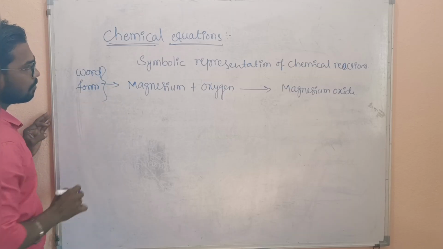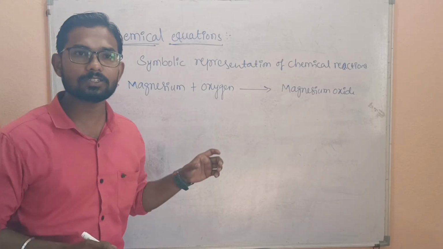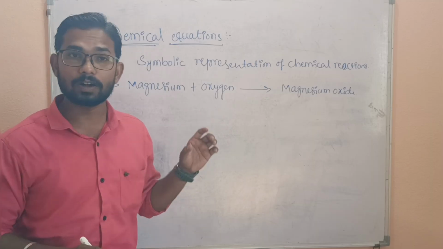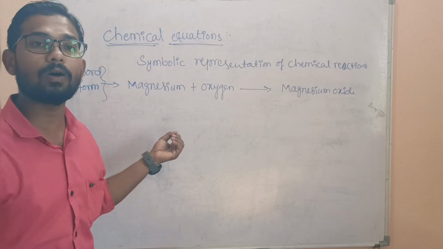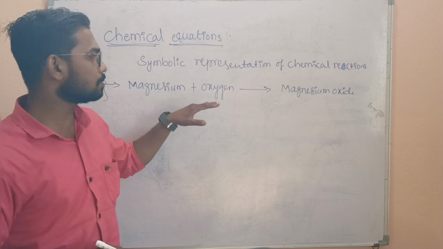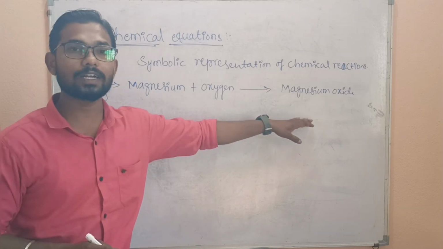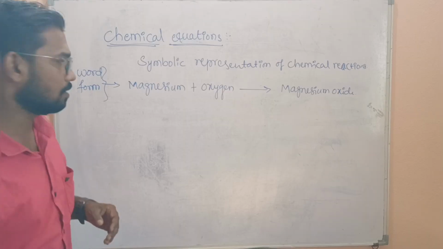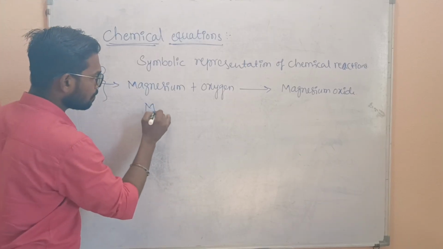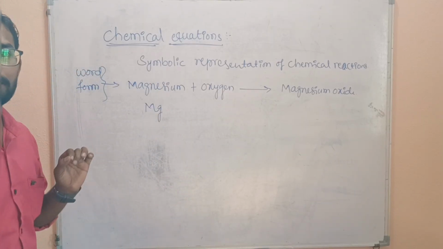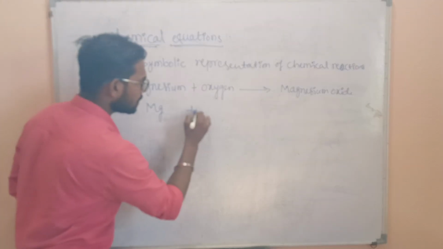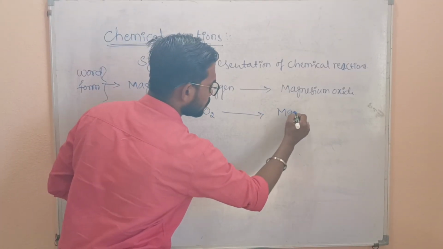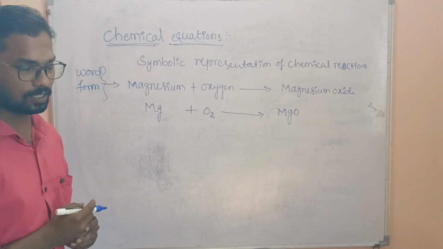Can we write it in an even shorter way? Yes, we can write it in the shortest way, by using the symbol of magnesium, the symbol of oxygen, and we are going to get the symbol of magnesium oxide. How do we write that? Very easy: the symbol of magnesium is Mg and oxygen is O2, and we are going to get MgO, meaning magnesium oxide.